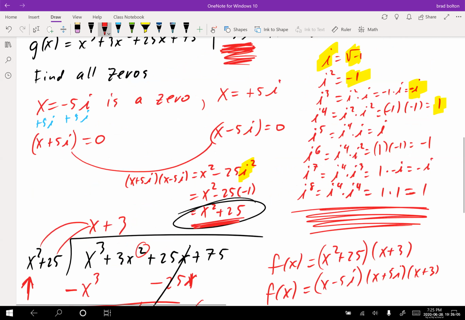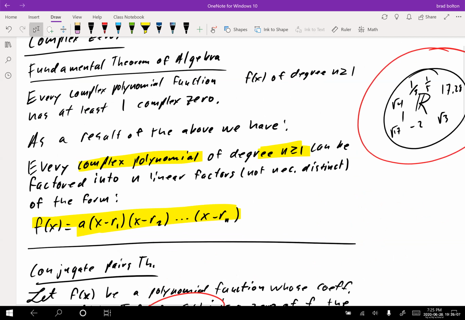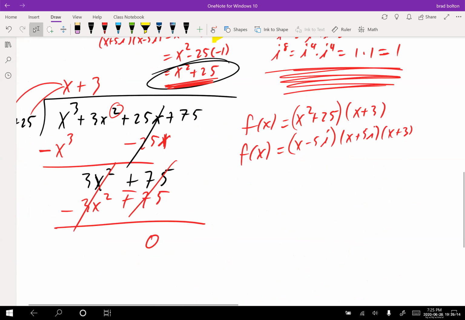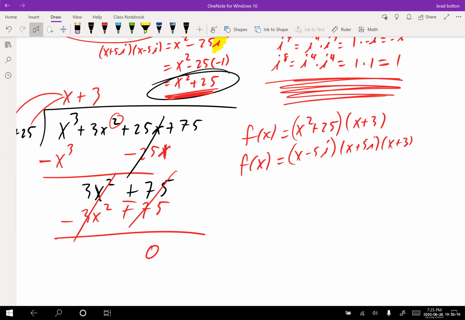And that's what the theorem is talking about up here, that every complex polynomial can be broken into linear factors, okay? But the r doesn't have to be some nice clean number. It can be a 5i. So we have this. This would be if I asked you to factor it. So this is in factored form.